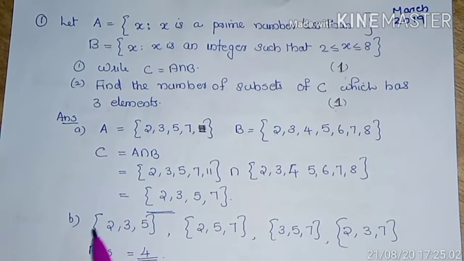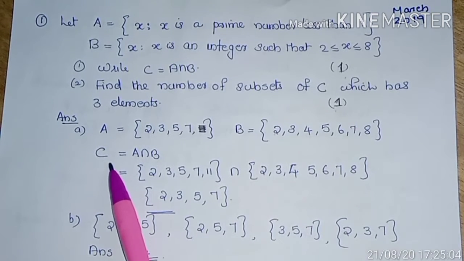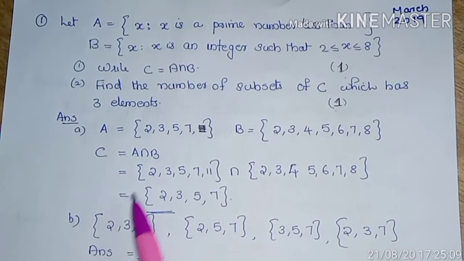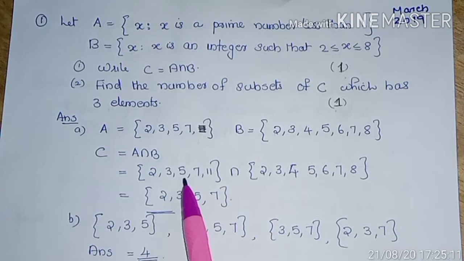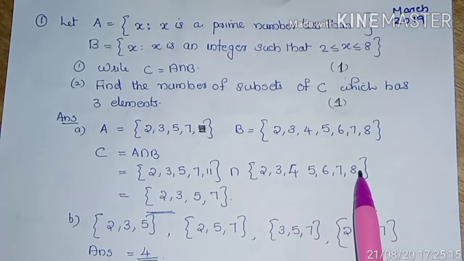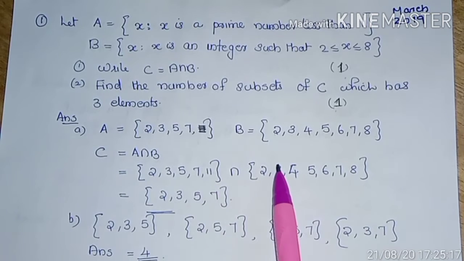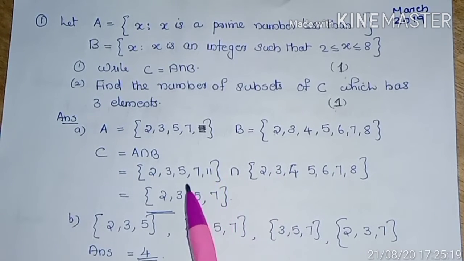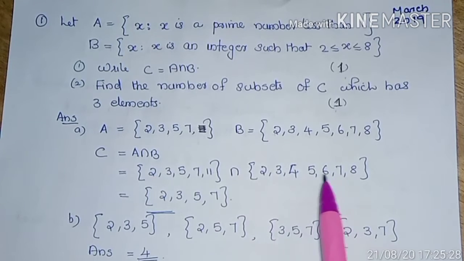Okay. Then we want to write C. C = A ∩ B, the elements both in A and B. A has 2, 3, 5, 7. B has 2, 3, 4, 5, 6, 7, 8. So taking the intersection of A and B, we get 2, 3, 5, 7. The elements in both A and B are 2, 3, 5, 7. Okay, so C = {2, 3, 5, 7}.